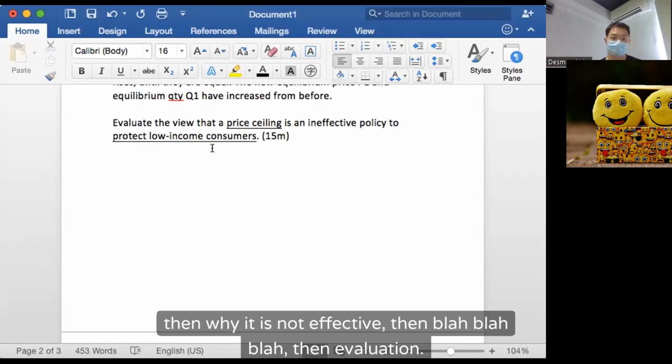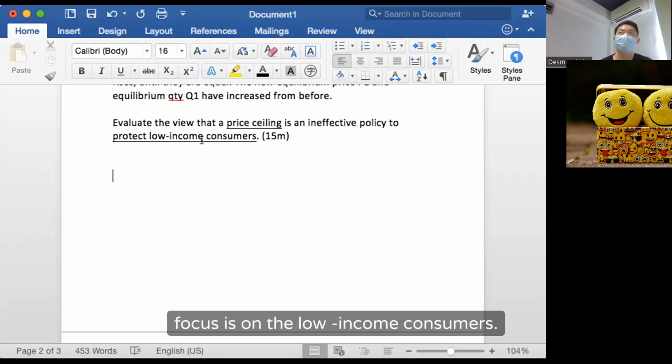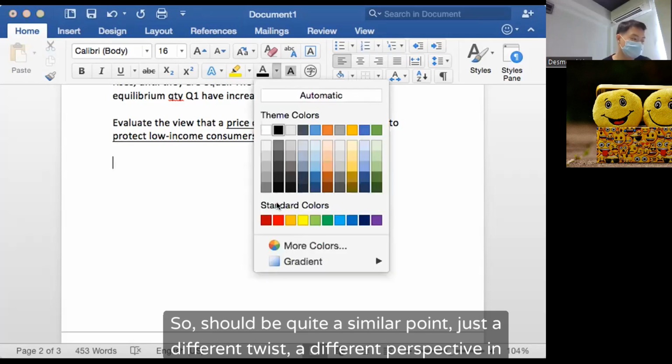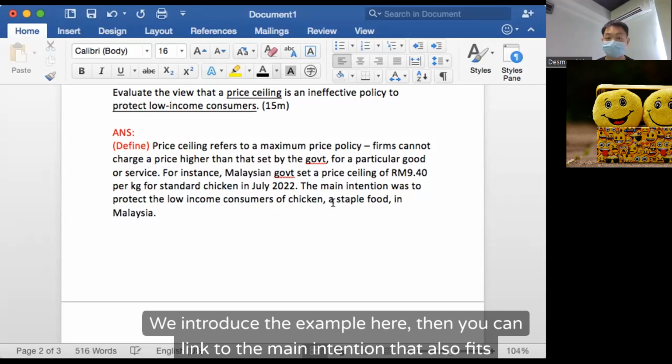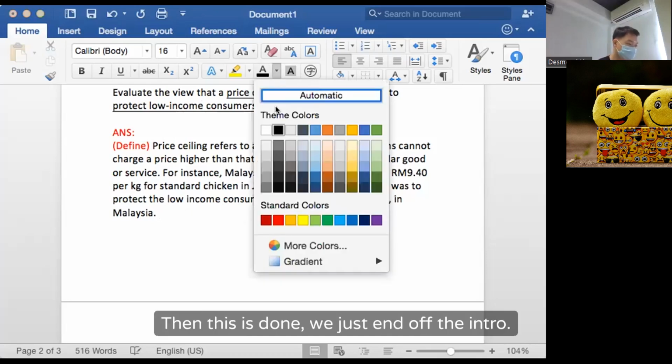Then evaluation. Previously the focus was on the impact, the consequences of the policy, but now your focus is on the low-income consumers. So it should be quite similar points, just a different twist, a different perspective in your answer. Fine. So we introduce the example here, then you can link to the main intention that also fits your question's topic. Okay, then this is done. We just end off the intro.